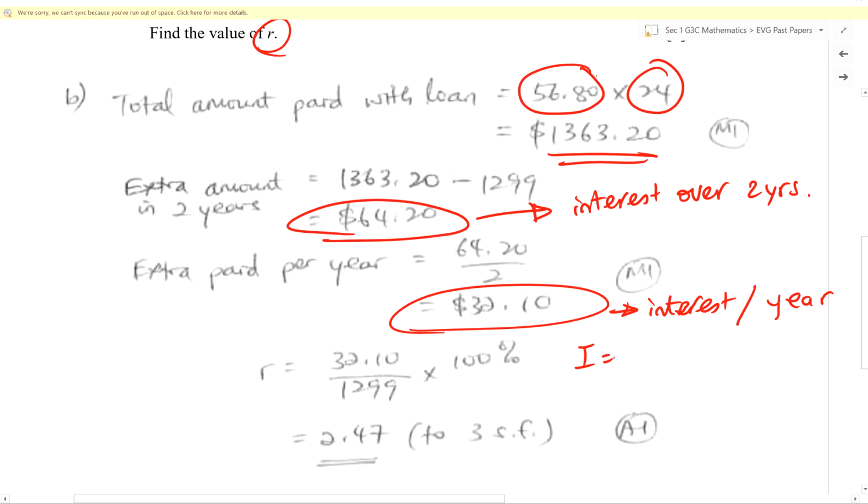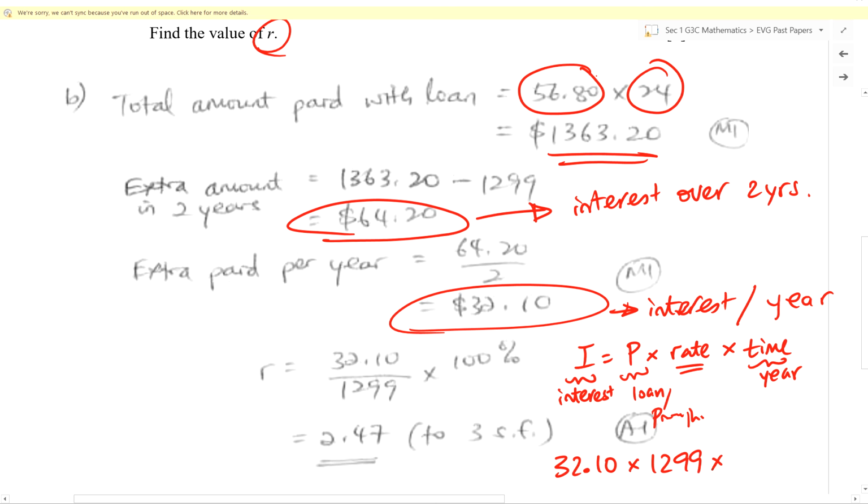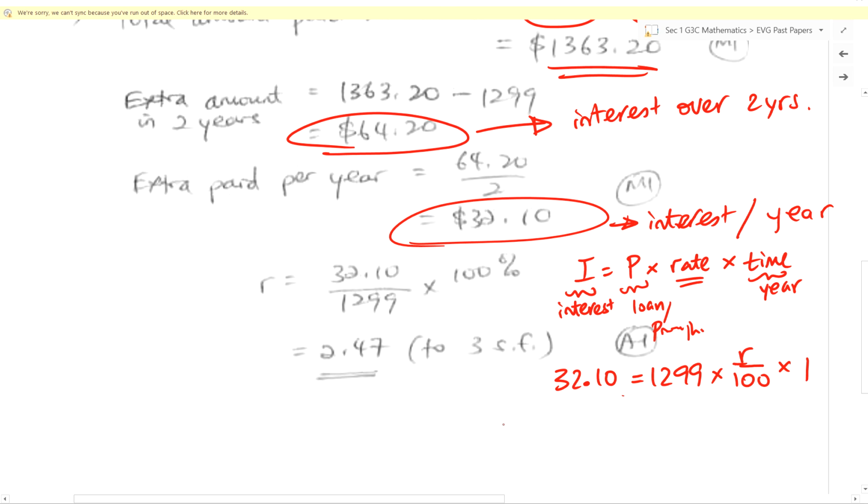So we also know the formula: interest equals to the principal times the rate times the time. Okay, so this will be the year, this will be the actual interest, this is the loan or the principal, and this is actually what we want to find out. Okay, so we're going to substitute in what we have already known. So the interest of 32.10, the loan of 1299, multiplied, this is an equal sign, times the rate of R over 100, okay, multiplied by the number of years. So this 32.10 is over 1 year, so we multiply it by 1. Therefore, R will have a value of 32.10 divided by 1299 over 100.